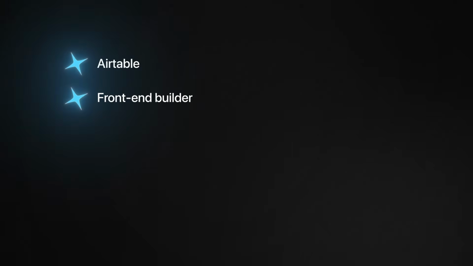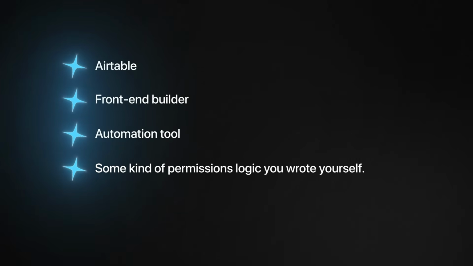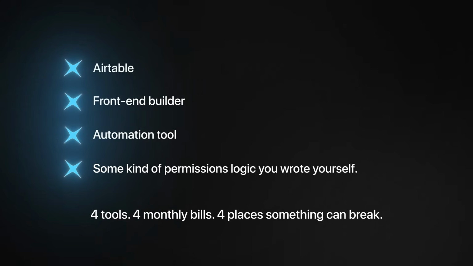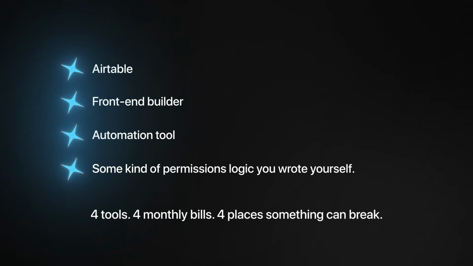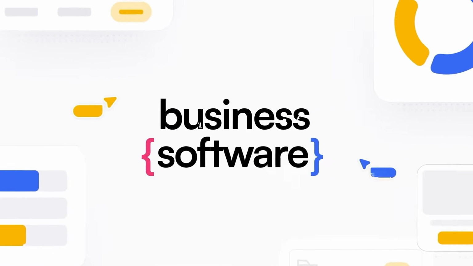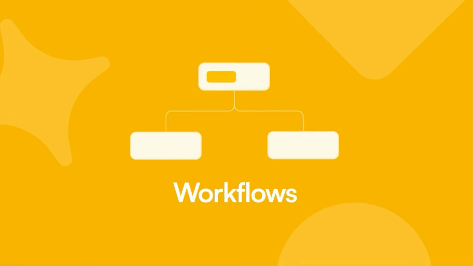So your stack ends up being Airtable plus a front end builder plus an automation tool plus some kind of permissions logic that you had to come up with yourself. 4 tools, 4 monthly bills, and most importantly, 4 different connection points where things can break. Softr's whole pitch in 2026 is that they collapsed that stack into one platform. And the thing that made it work was the AI co-builder that they launched earlier this year.